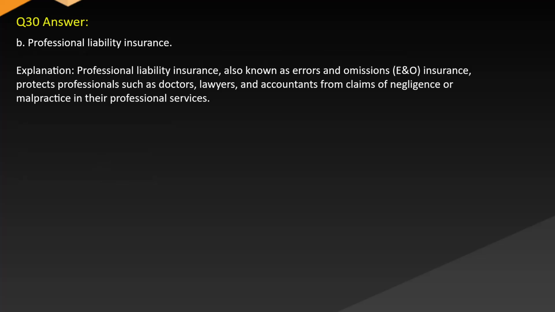Answer: B. Professional liability insurance. Explanation: professional liability insurance, also known as errors and omissions (E&O) insurance, protects professionals such as doctors, lawyers, and accountants from claims of negligence or malpractice in their professional services.